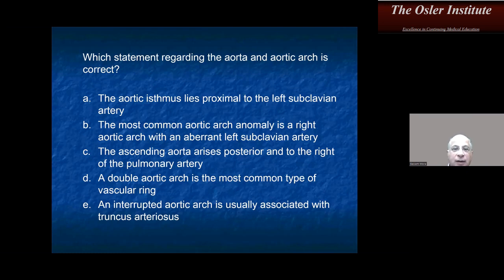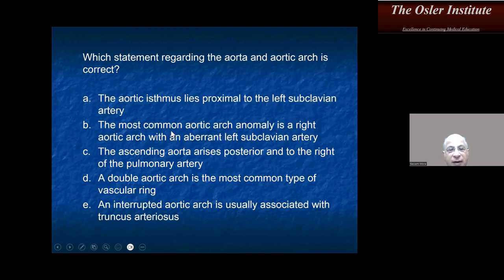So the aortic isthmus lies proximal to the left subclavian artery. True or false? The area of the arch is divided into three segments: the proximal arch, distal arch, and the isthmus. And the isthmus lies distal to the left subclavian artery. So that's false.